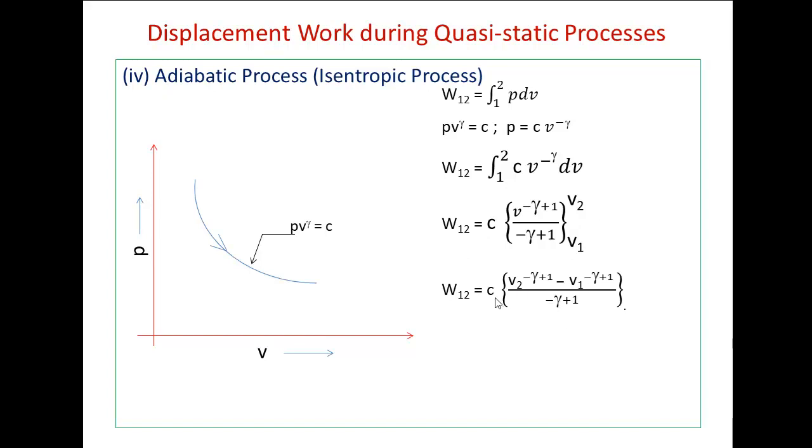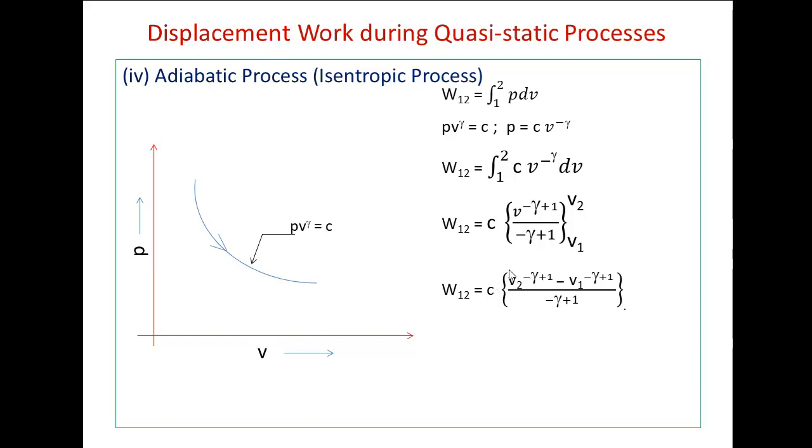But remember, the value of C is PV power gamma. Or we can say P1 V1 power gamma or P2 V2 power gamma. So this I am going to multiply, or take inside this bracket. When I take it inside here, I am having V2 power minus gamma plus 1. So therefore I will be writing this.